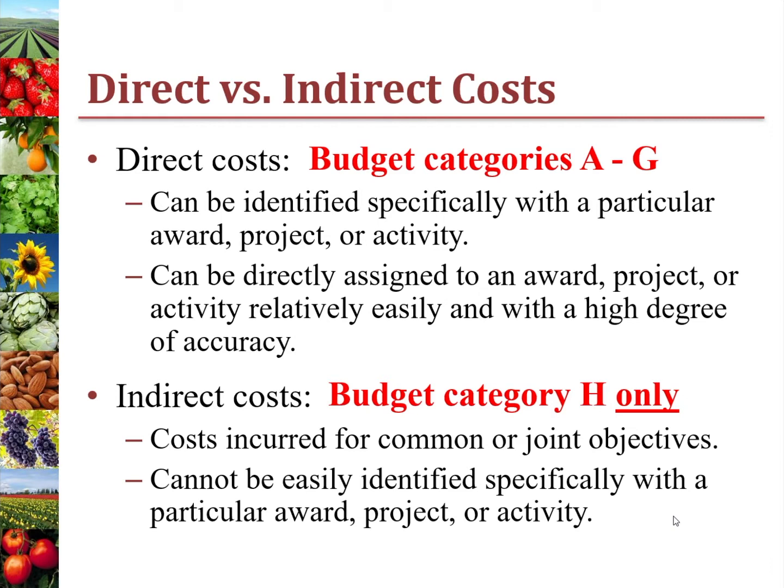These typically include costs associated with running your organization as a whole, like administrative staff salaries, rent, utilities, and office supplies. As we go through the following slides, keep in mind that all costs listed in categories A through G should be direct costs, and indirect costs should be listed in category H only.